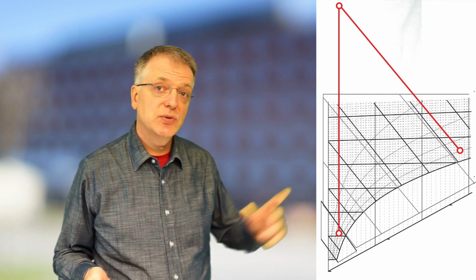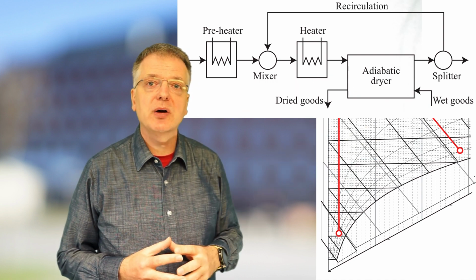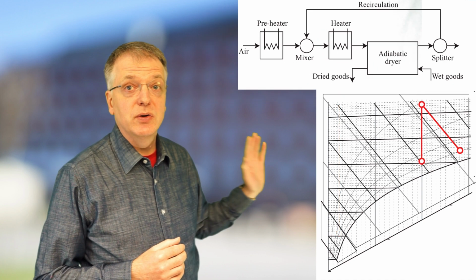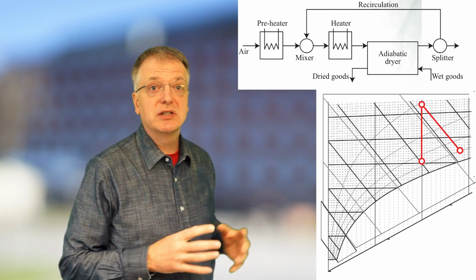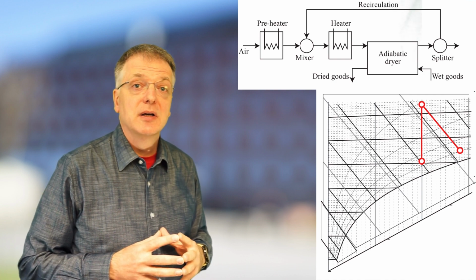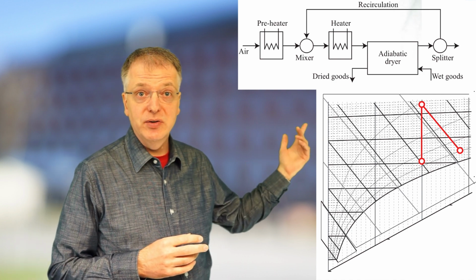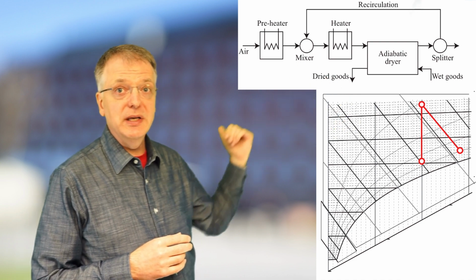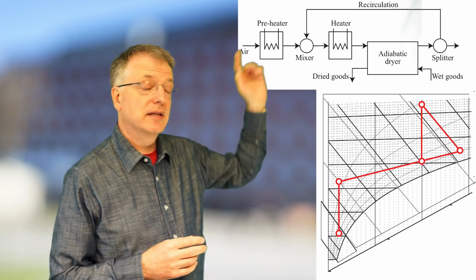Another solution is to recirculate a fraction of the outgoing air from the dryer. We let the adiabatic dryer continue to work with a small change in water content, for example over here in the Molière diagram, but we create the incoming air to the dryer by mixing a fraction of the air with preheated fresh air and then heat that mixture.